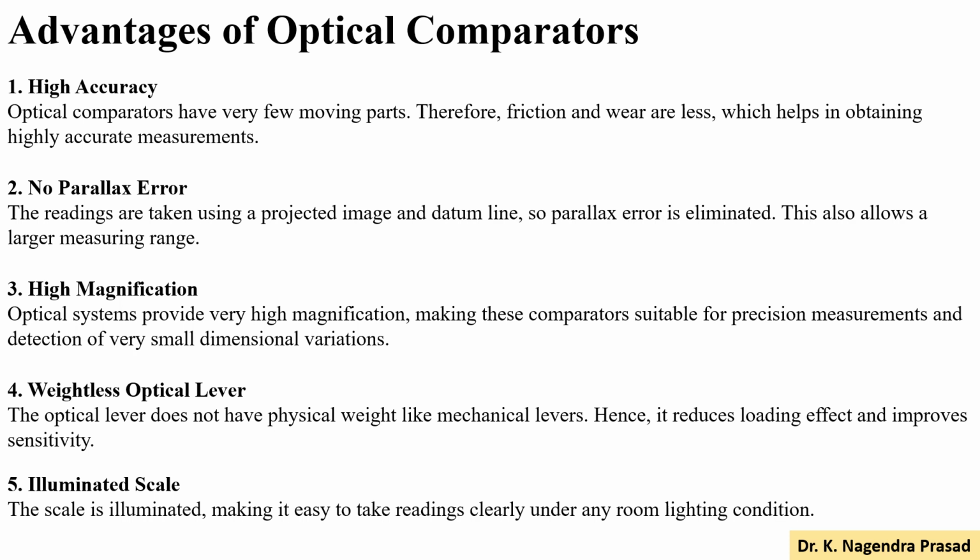And next advantage is high magnification. Optical systems provide very high magnification, making these comparators suitable for precision measurements and detection of very small dimensional variations. And next one is the weightless optical lever. The optical lever does not have physical weight like the mechanical levers. Hence, it reduces loading effect and improves sensitivity. Next one is the illuminated scale. The scale is illuminated, making it easy to take readings clearly under any room lighting condition.